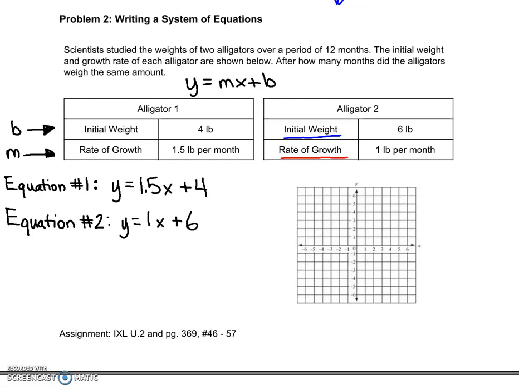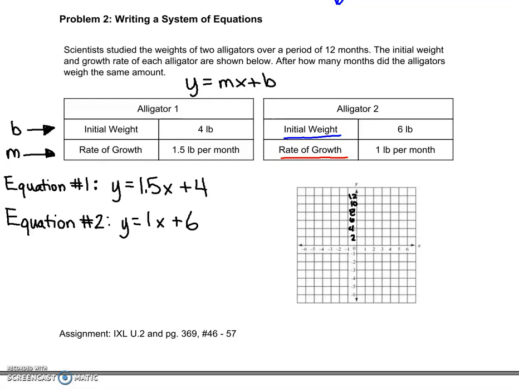What I want to know is where these two graphs are going to meet. When do the alligators weigh the same? So there's one little tweak we have to do, and we need to go through and renumber our y-axis. So we're going to skip count. So this is going to be 2, 4, 6, 8, 10, 12. We don't really need to go down. We're just going to use that top one.